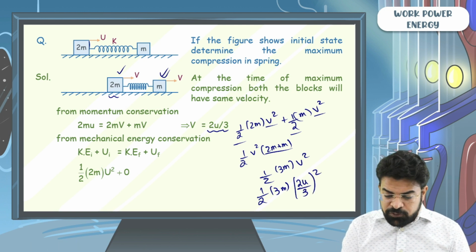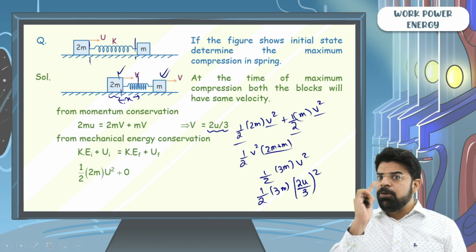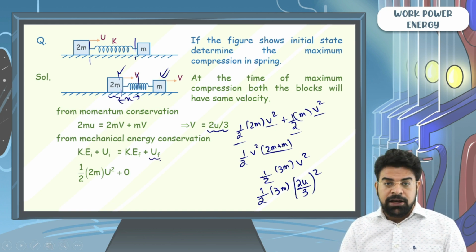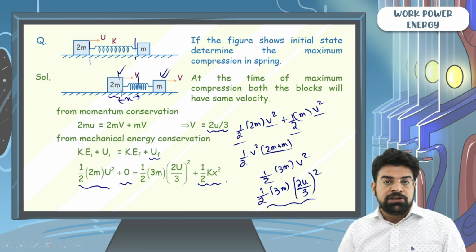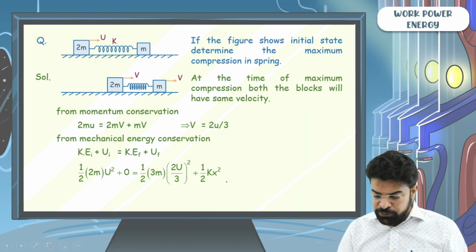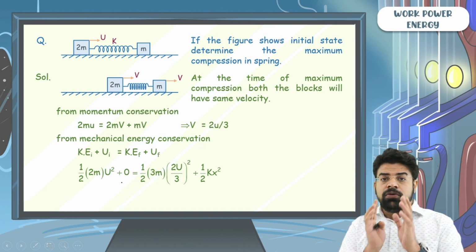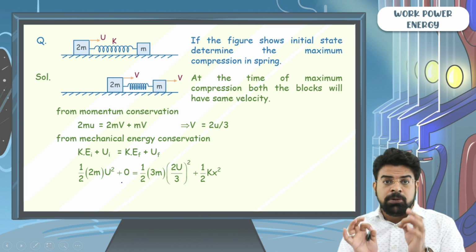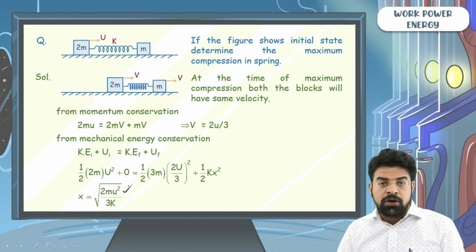And let's say the deformation in the spring comes out to be x. So you will write the final spring potential energy as half kx square. So initial kinetic energy plus initial potential energy equals final kinetic energy plus final spring potential energy, which is half kx square. Once you have made this equation, bringing this whole term to the left hand side and solving, you can find the value of x, which is the maximum compression. On solving this, you get x equals under root of 2mu square by 3k.